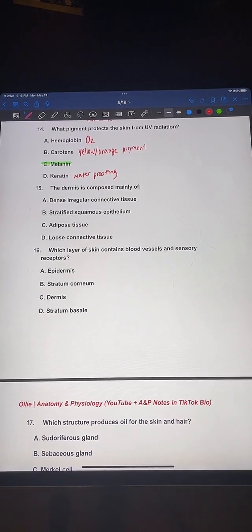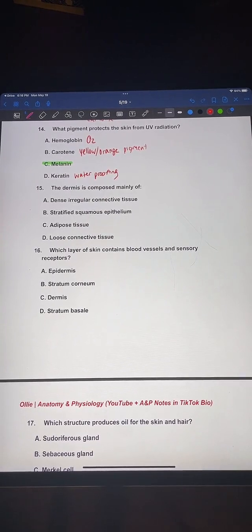Number 15, the dermis is composed mainly of what?